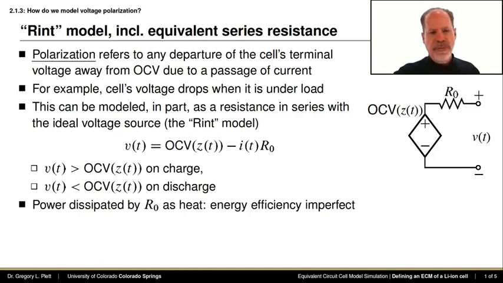Now, the addition of this resistor also explains why energy efficiency is not perfect. We know that the power lost through a resistor is equal to the current squared multiplied by resistance, and so having a non-zero resistance means there's power lost due to heat, and so energy efficiency of a battery cell is not perfect.